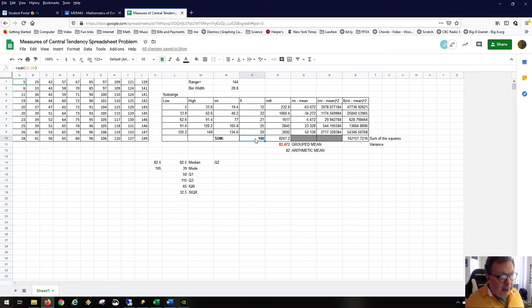Now, we're taking a sample, so this is not the entire population. It's customary to take away 1 from the sum. So instead of dividing by 100, you divide by 99. And you do this, equal sign, this number, divided by, in brackets, 100 minus 1. And there's your variance, 1,435.93.